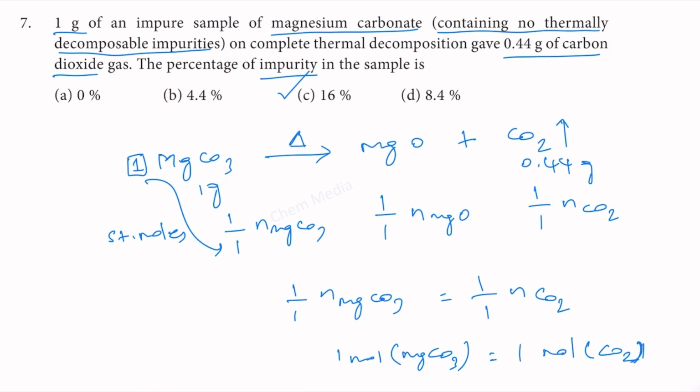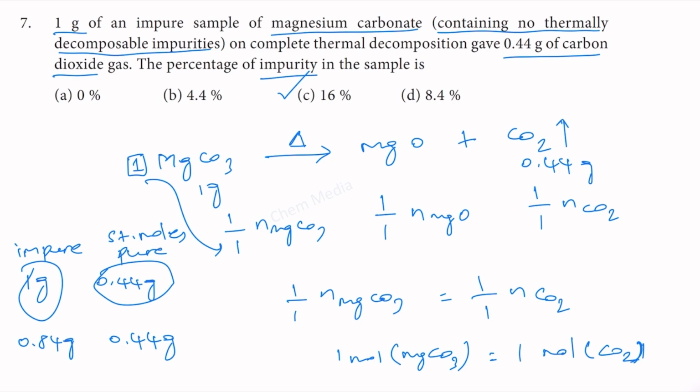I know some of you might still be wondering how come 1 gram of magnesium carbonate gave 0.44 gram of CO2 and 0.84 gram of magnesium carbonate also gave 0.44 gram of CO2. See, when we say 1 gram, it is an impure sample, but the product is pure. CO2 is pure. It is clearly mentioned that containing no thermally decomposable impurities. That means the product is pure. When we spoke about the stoichiometric moles, we have to equate the pure product with a pure reactant. That's what we did, through which we found the weight.